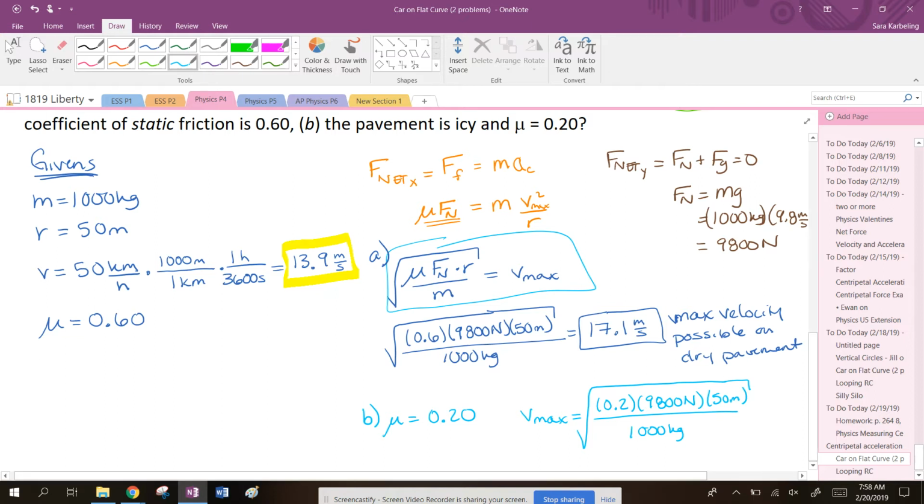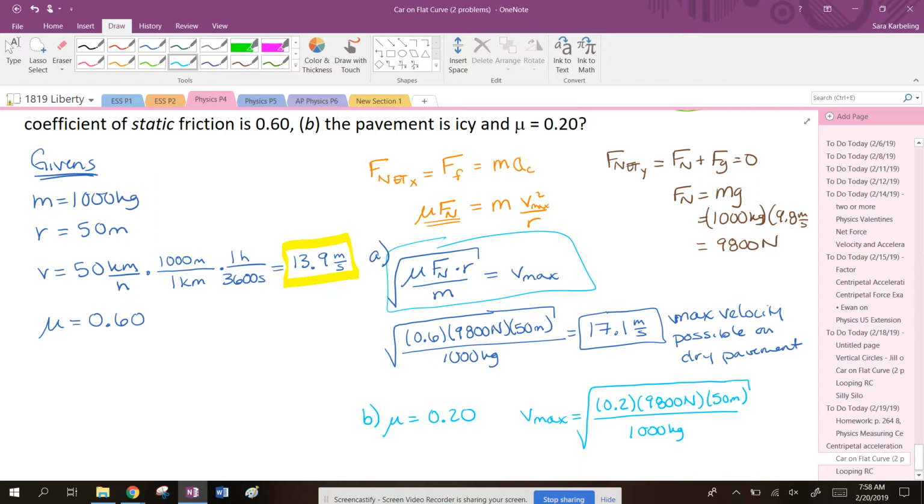Oops, I just cleared it out. That was silly of me. Let me do that again. Sorry. So we've got 0.2 times 9,800 times 50 divided by 1,000. And then I'm going to take the square root of that.